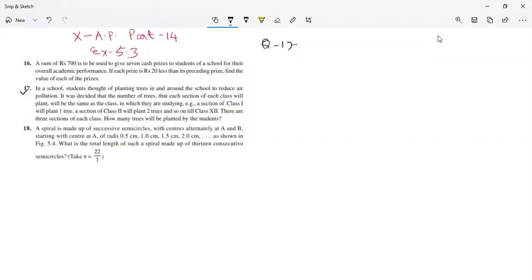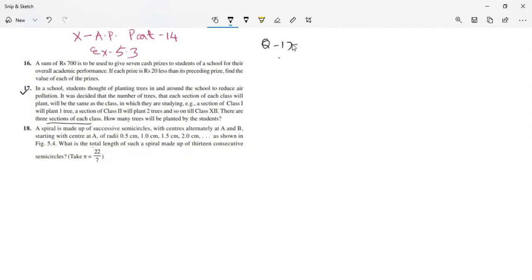Question number 17, see that the students in a school thought of planting trees in and around the school to reduce air pollution. It was decided the number of trees that each section of each class will plant will be the same as the class in which they are studying. Means class 1 will plant one plant, class 2 will plant two trees like this. And there are three sections of each class.